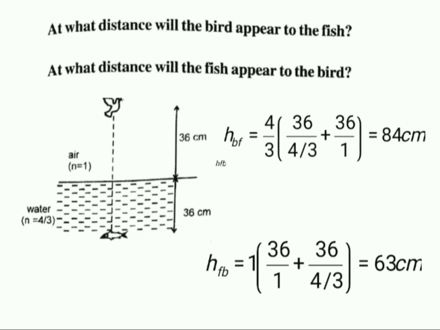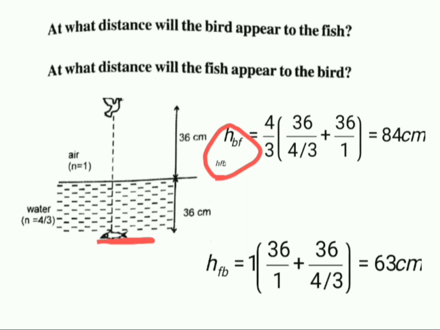Height of bird with respect to fish. Okay, I am evaluating the height of bird with respect to fish. So who is the reference point? Fish. Fish is observing the bird. Start from fish. Which medium is the fish in? Water, 4 by 3. See, I have written the relation mu naught into h1 by mu1 plus h2 by mu2.